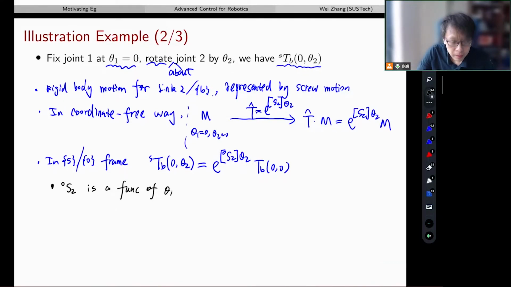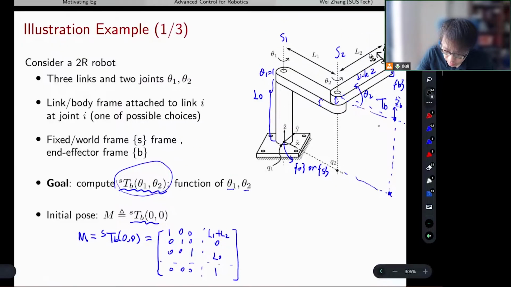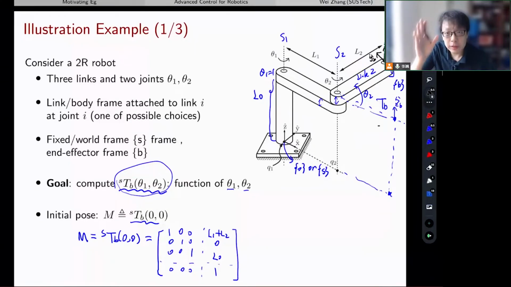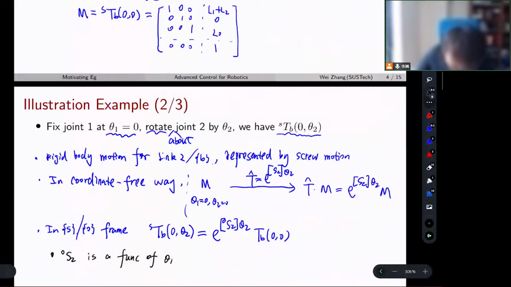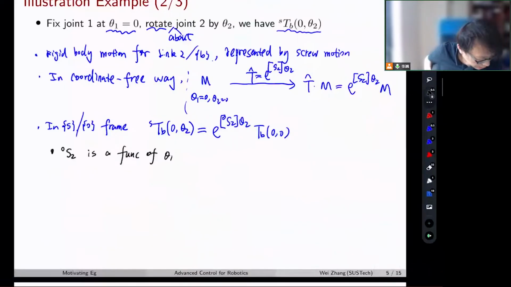Okay, so think about this. This S2 axis is a physical vector, a screw axis, and its coordinate with respect to the O frame actually depends on this joint variable θ1. If θ1 is rotated here, then S2 will be rotated as well. Okay, I hope that's clear. So it's a function of θ1.